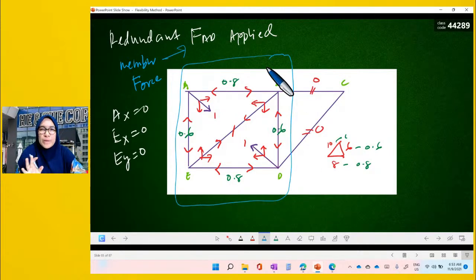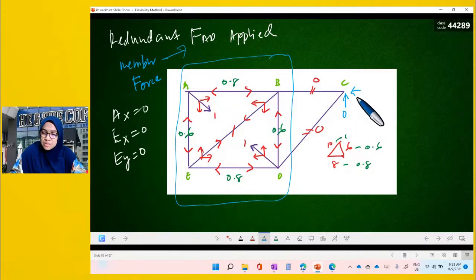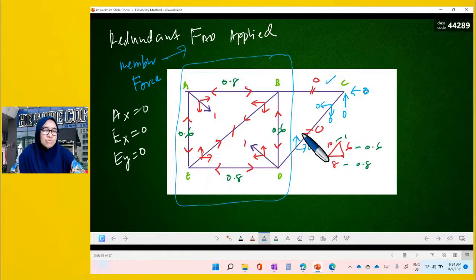Always, because BC will have value only when at C there is an external loading, but there is no value at C. So at C this is 0, this is also 0. There is no external loading, so all this is 0, this is also 0, and this is also 0.